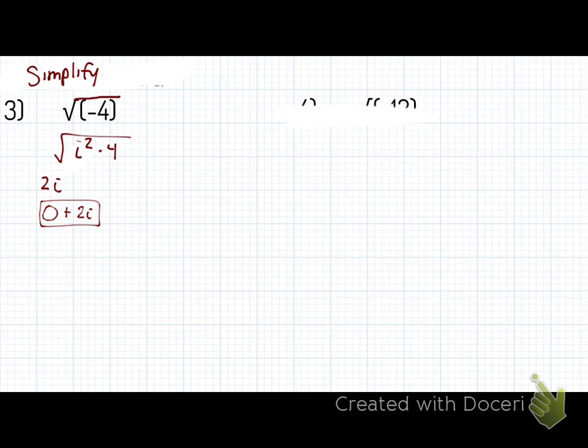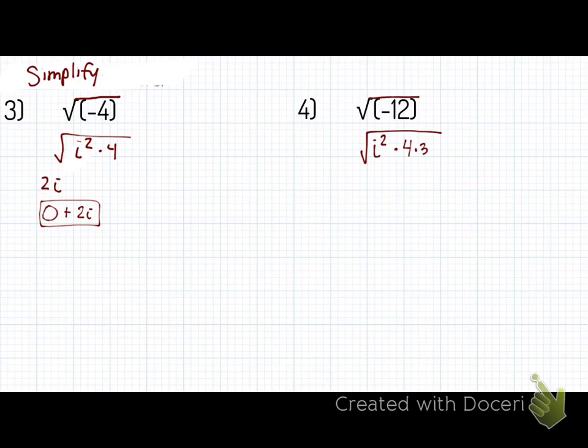Okay, next one. Number 4. We got the square root of negative 12. We can't do that, so we have to take the negative sign, turn it into i squared. For 12, we ask ourselves, what's the biggest perfect square? 4, right? So this is like saying 4 times 3.